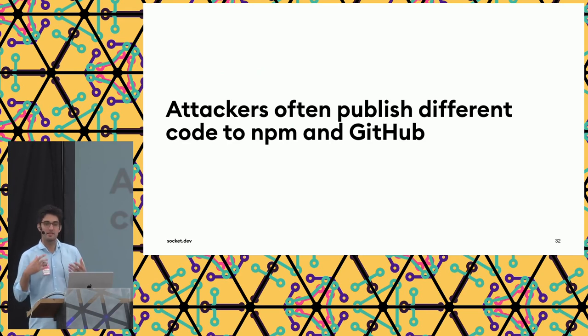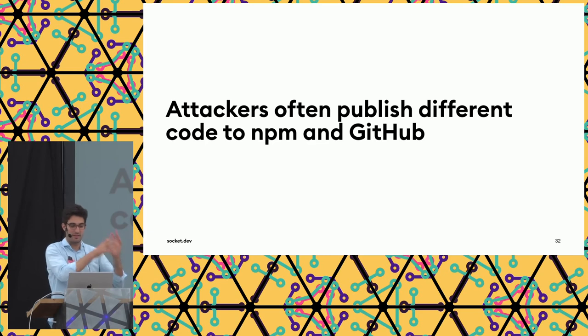And the other thing is attackers often publish different code to the package registry than they do on GitHub. Because if you expect your users to maybe read the code, then they're going to go to GitHub to read it, and they're going to say, oh, it looks fine, and they'll go install it, and the code they get from the registry from NPM is actually different than what's on GitHub. This is a very common technique, and the package manager doesn't do anything to confirm that the code is the same, unfortunately.